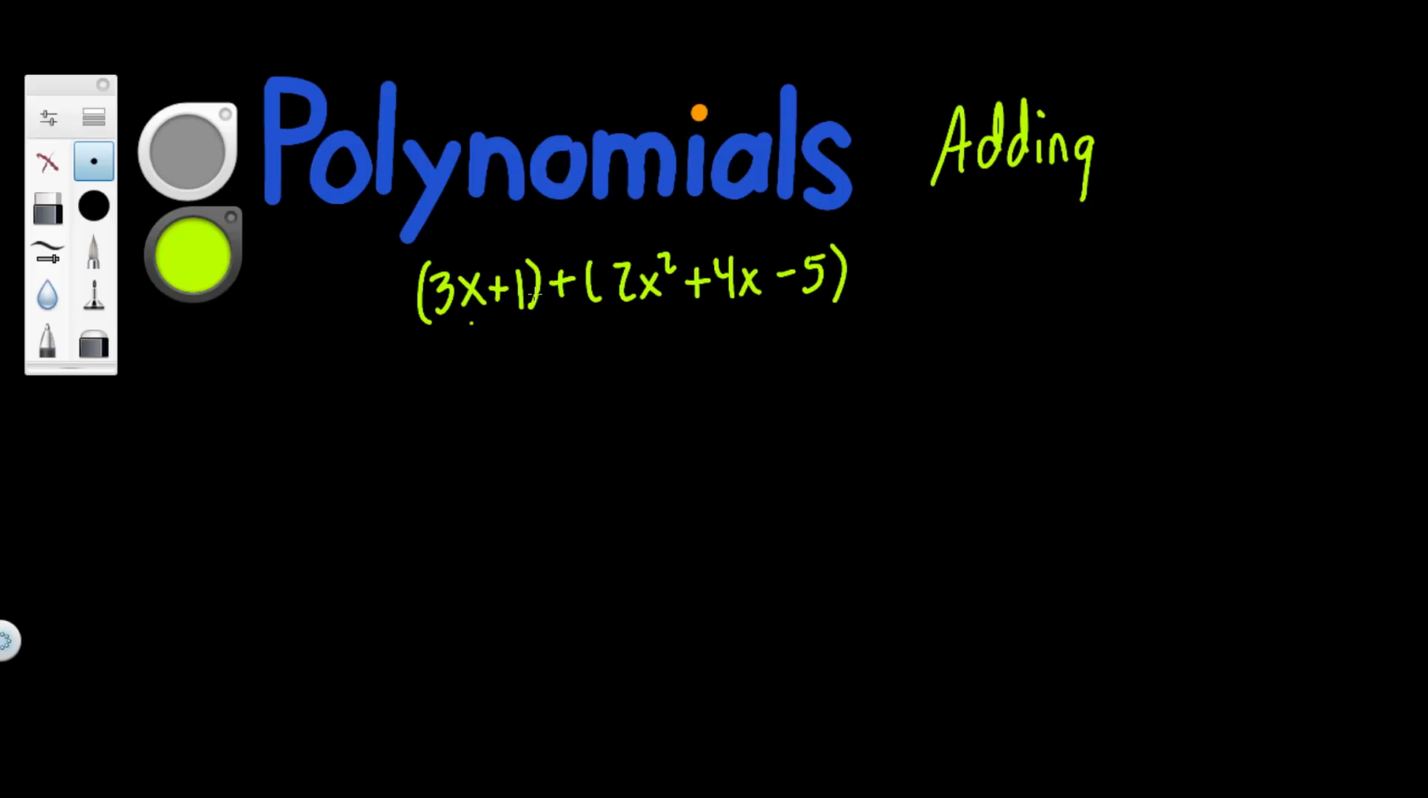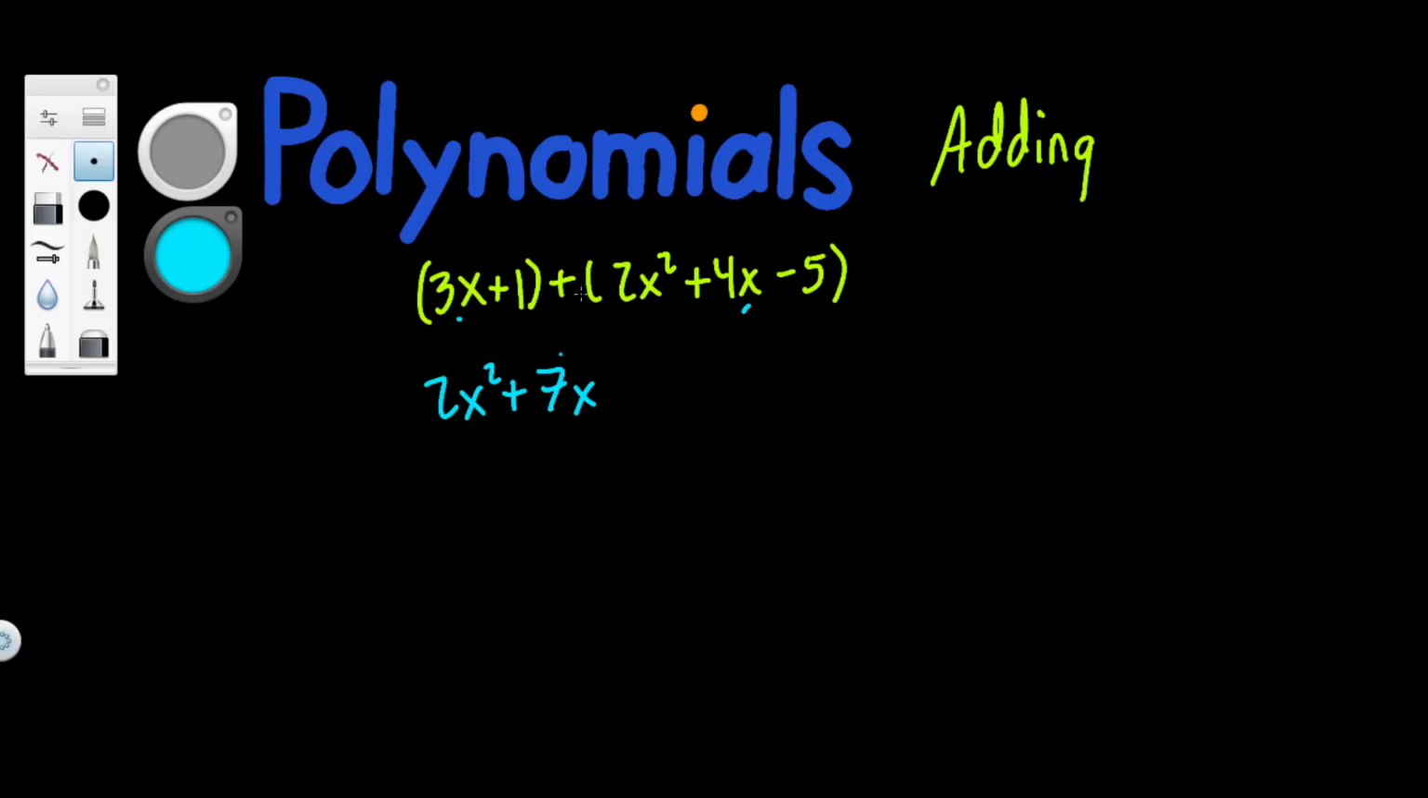Let's look over here. We don't have any squares, but here we do. Our highest degree is 2. So we're going to start off, for our answer, with 2x squared plus, now we want to combine any x's. So we've got a first degree there, a first degree there. So now we have plus 7x.